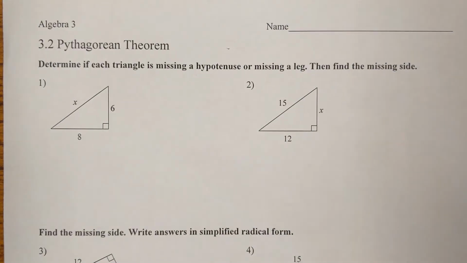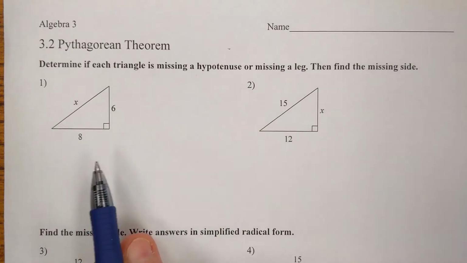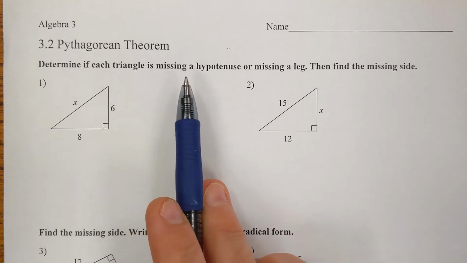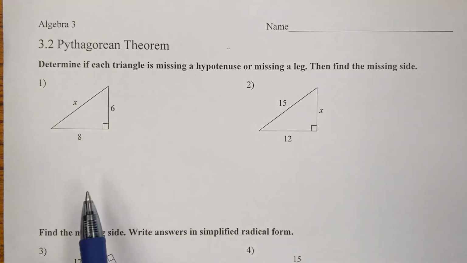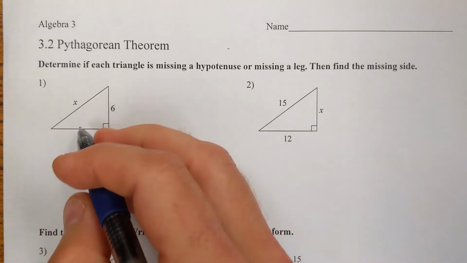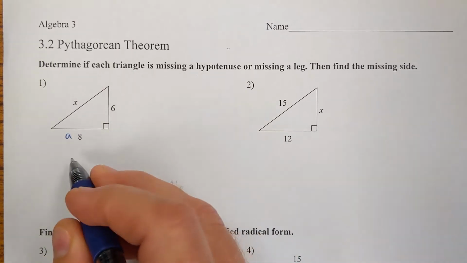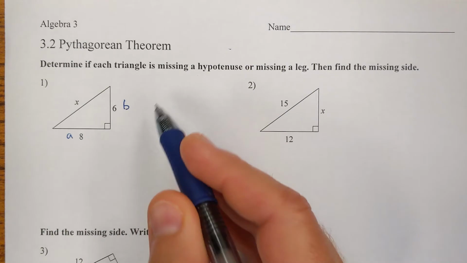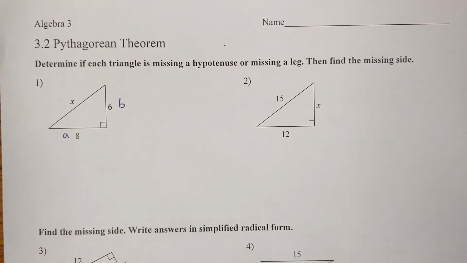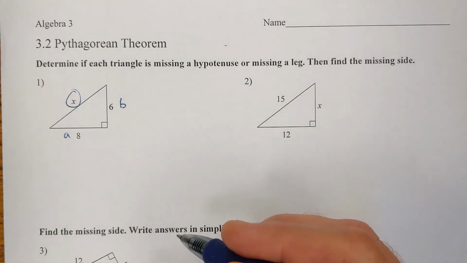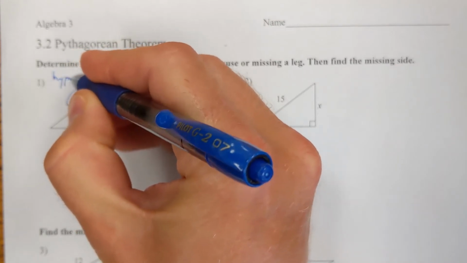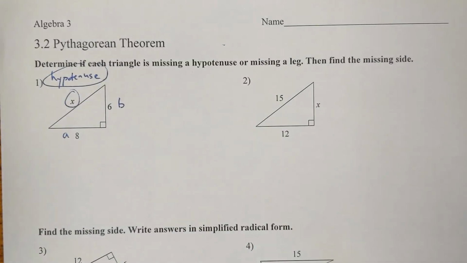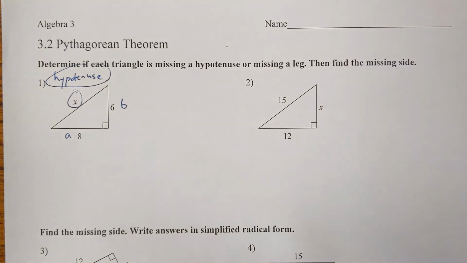So I'm going to be super nice to you today. I'm going to do the examples directly right off of your homework assignment. So here, determine if each triangle is missing a hypotenuse or missing a leg, and then find the missing side. Well, here my two legs are known. One leg is an 8, the other leg is a 6. I'm going to call those A and B. What we're missing here is the hypotenuse. So in problem 1, we're missing the hypotenuse. Then we can find the missing side using the Pythagorean theorem.